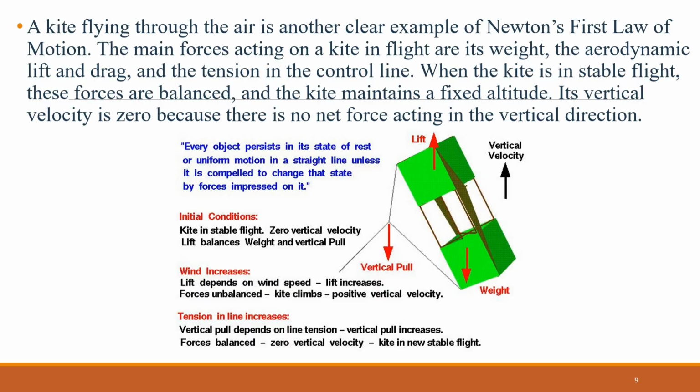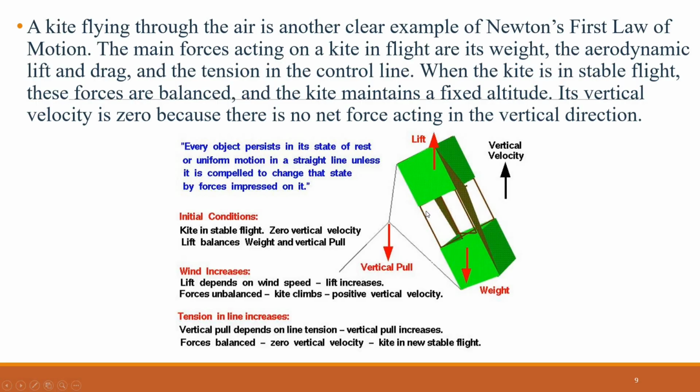If the wind speed increases slightly, the lift and drag forces increase, since aerodynamic forces depend on the square of the velocity. The forces on the kite are no longer balanced, resulting in a net vertical force. The kite moves upward because the lift now exceeds the weight and the vertical component of the tension in the control line.